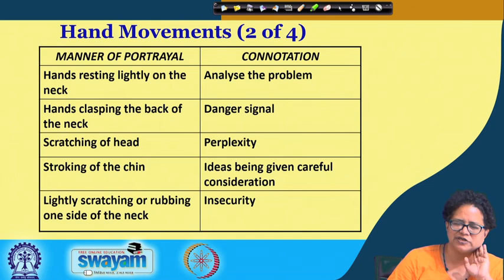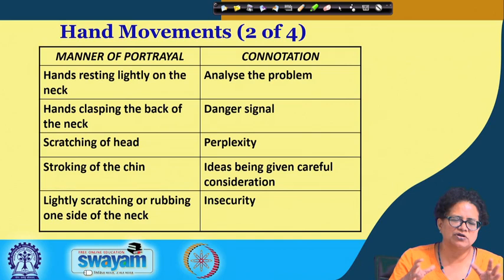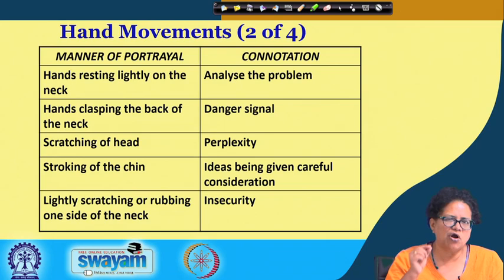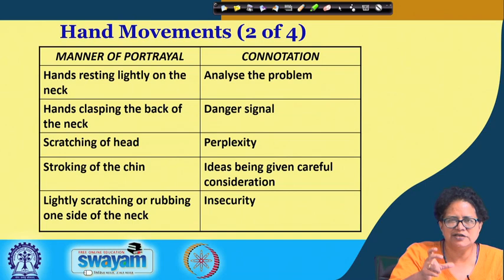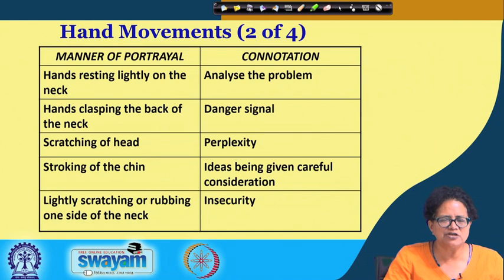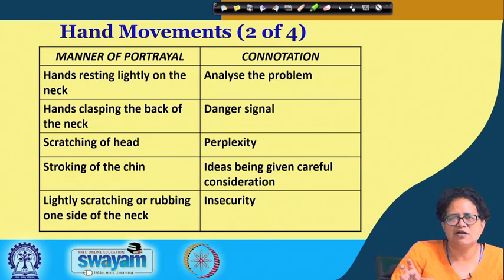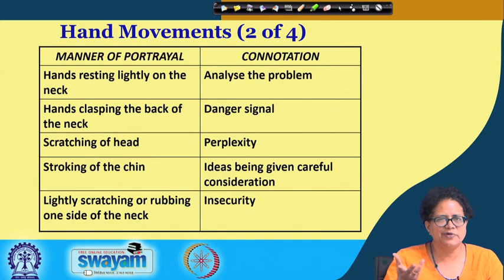Let me tell you one thing, that these connotations on the manners of portrayal are to be taken in the form of a constellation. Remember that not one body language posture can be given one specific assigned meaning or connotation. If you see somebody, the entire body has to be studied, and all the body language gestures have to be taken like a constellation of stars. When you look at all the stars of a constellation, then only you can say, oh, this is Great Bear, or that is that.